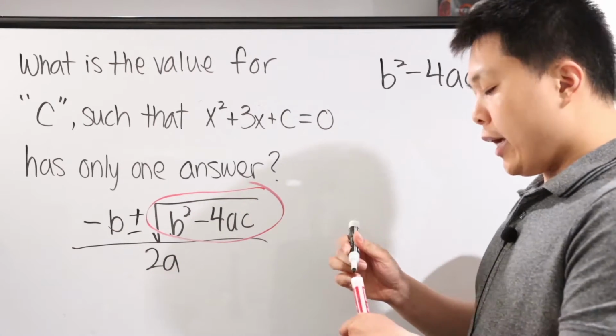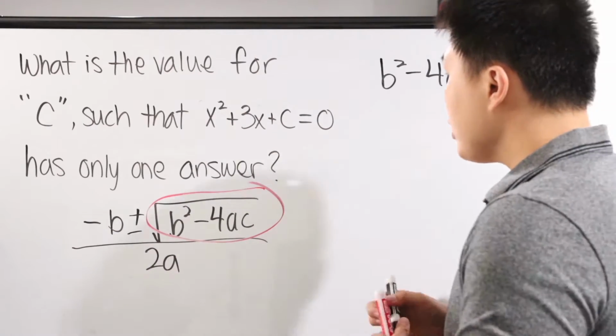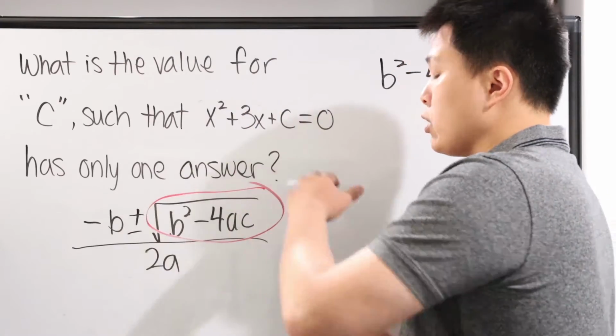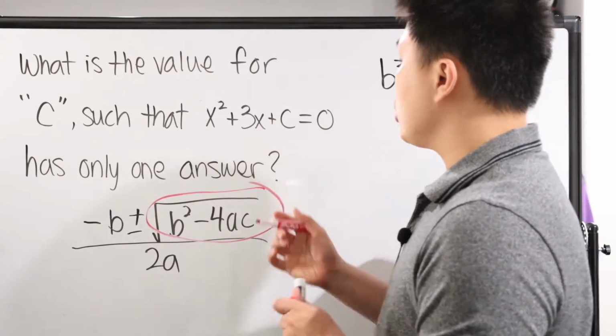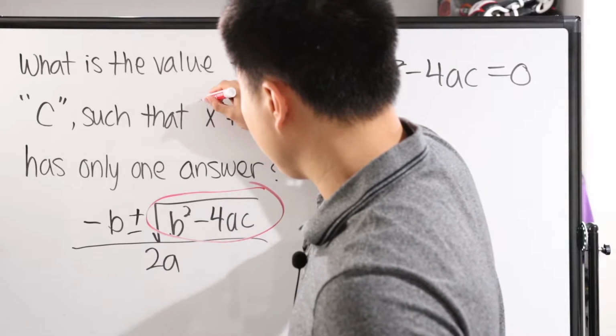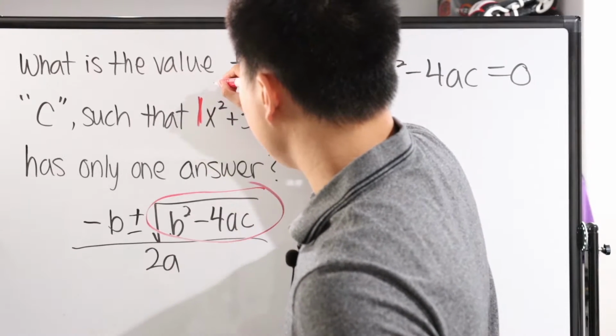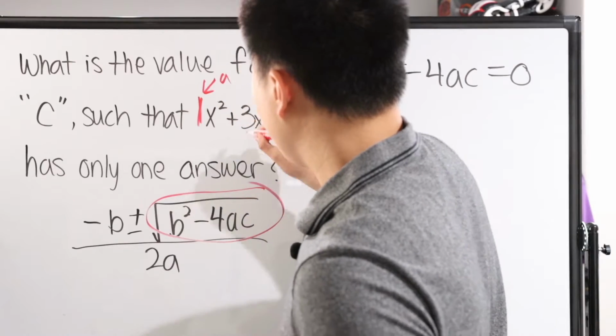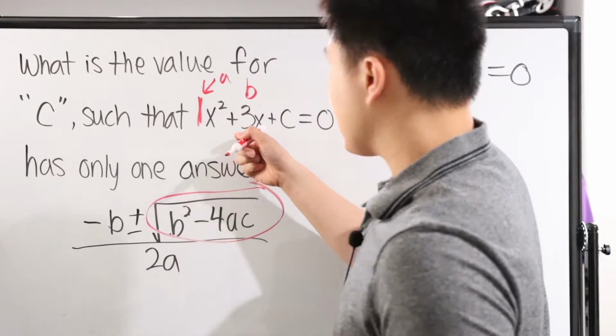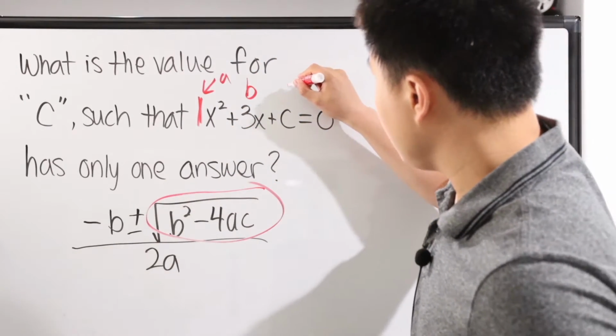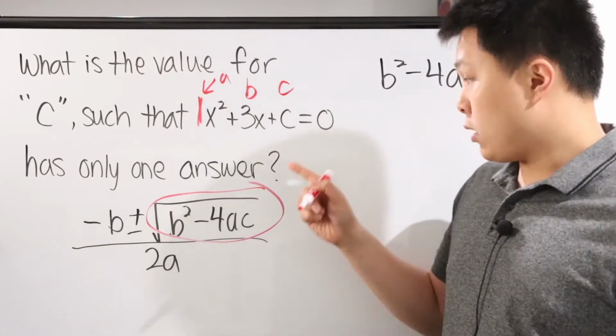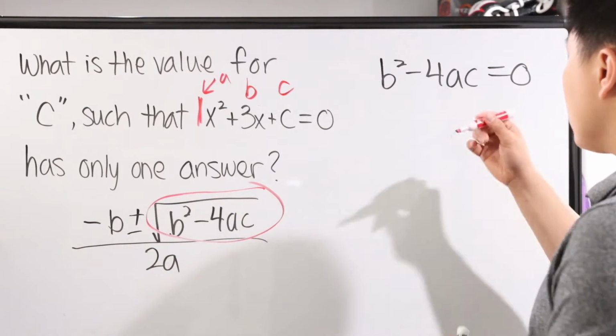Well, what is our a, b, and c? Remember that in the quadratic formula and the function of a quadratic expression, a is just whatever's in front of the x squared. In this case, it's an invisible 1, so this is going to be our a. b is what's in front of the x, which in this case is 3, and c is what would normally be where the number is, but this one is still just c. So let's just plug it in.